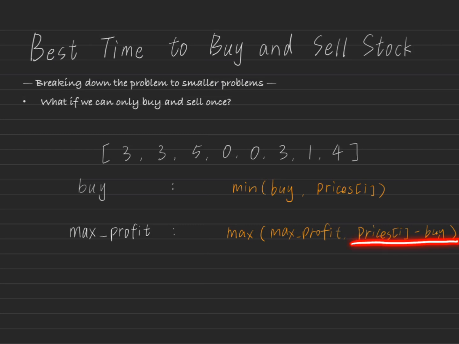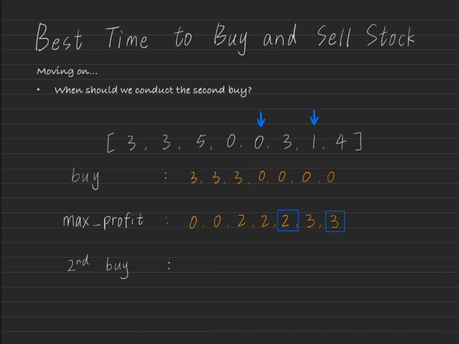This means if we sell on the ith day with the minimum stock price seen, we get the current profit, and we compare it to the max profit that we kept track of. Moving on, when should we conduct the second buy? Similarly, we want to buy the stock when it's at its lowest, but now we have to take into account the profit of the first transaction. The formula here is the minimum of buy2 and prices[i] minus profit1.